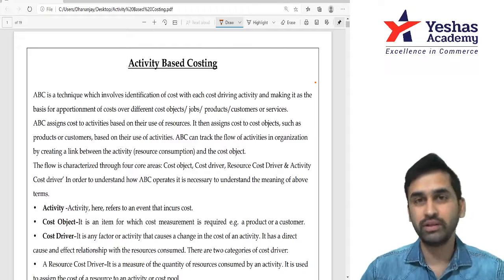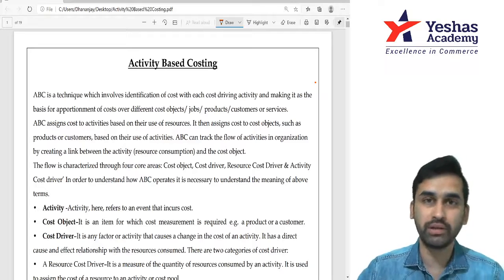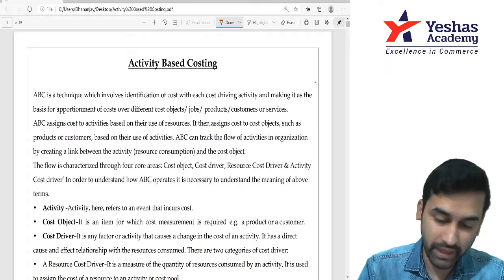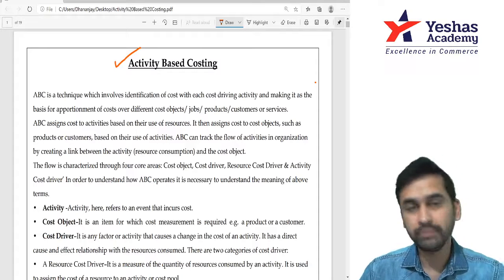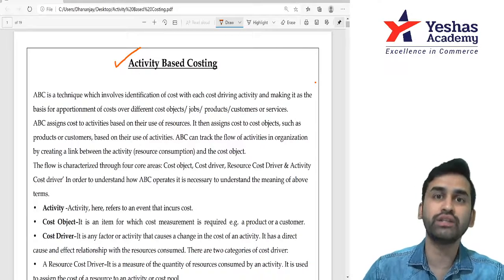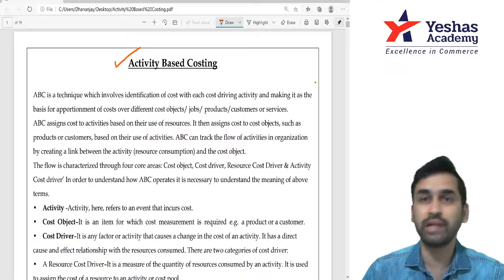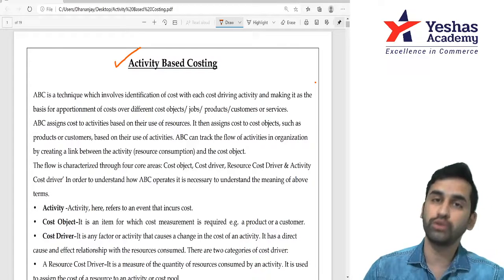Hi everyone, we are starting a new chapter today, activity based costing. This chapter is an extension of overheads chapter. Why am I saying so?